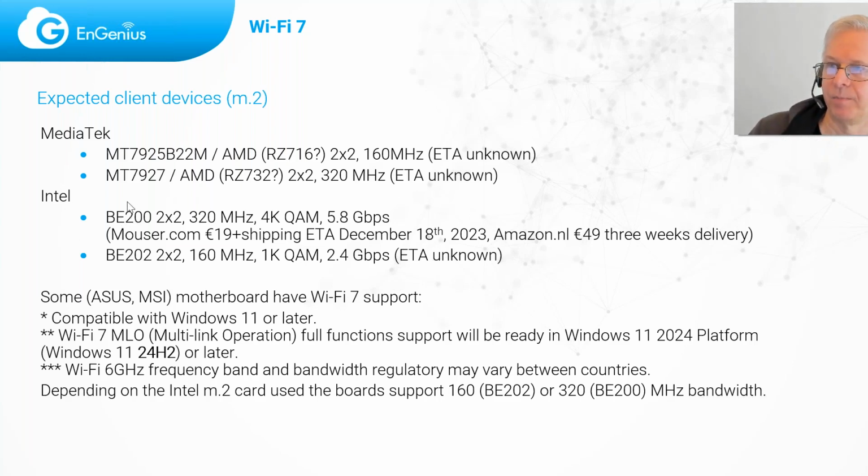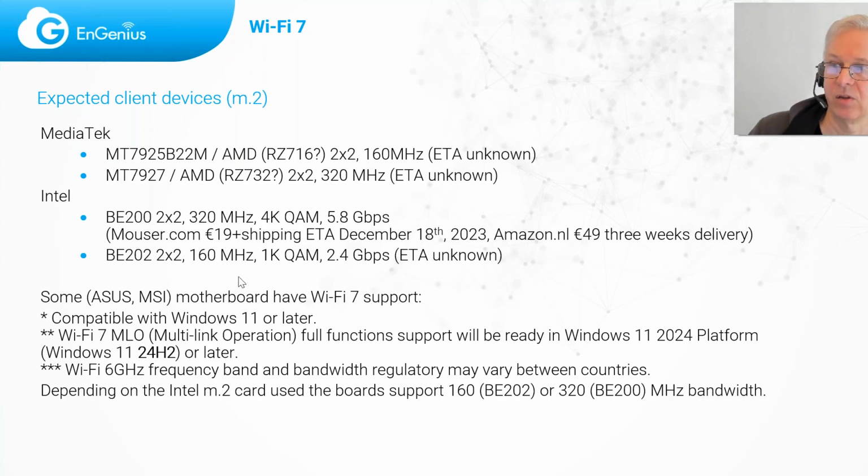For Intel, there are two models at the moment, the BE200 and the BE202. Interestingly enough, the lowest number, the 200, is the one with the 320 megahertz bandwidth and 4K QAM. The BE202 only has 160 megahertz and 1K QAM, so it will be quite a bit slower than the BE200.